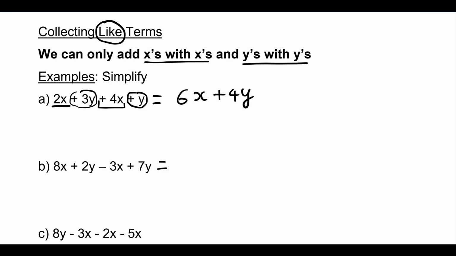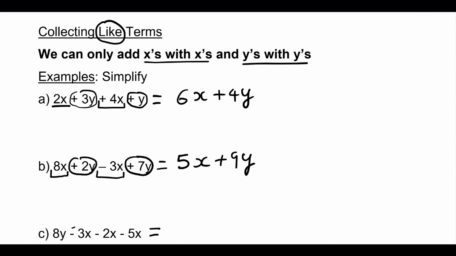The next question, again, I'm going to consider the x's first. 8x minus 3x, be careful that's a minus. That's going to be 5x plus 2y plus 7y is plus 9y. And again, that's my final answer.